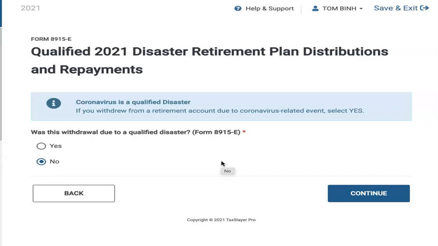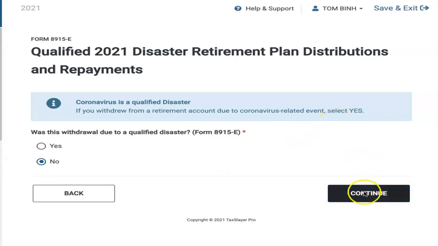I will note that when the 8915F comes out, it's probably going to have something similar to this. COVID-19 is not a disaster for 2021. You cannot use that as a reason to spread the taxable amount of an IRA distribution across 3 years. You have to have a federally declared disaster other than COVID-19. There actually were 2 wildfires in California that were federally declared disasters. They do qualify. However, spreading 2021 distributions across 3 years is out of scope for Tax-Aide.